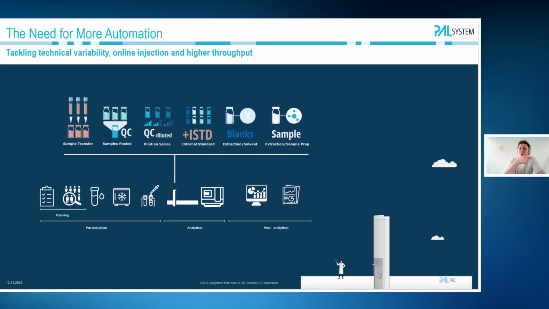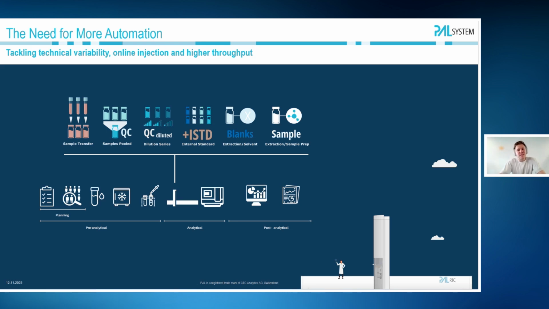This is where automation becomes essential. This image shows many aspects that you are very familiar with in the lab. You have your sample transfers, your pooled QCs, your dilution series, adding internal standards, but also finally the extraction or sample prep in itself. We are now ignoring the sampling. This is also, of course, a source of variability.